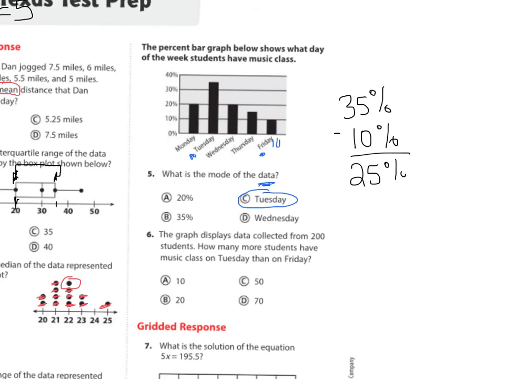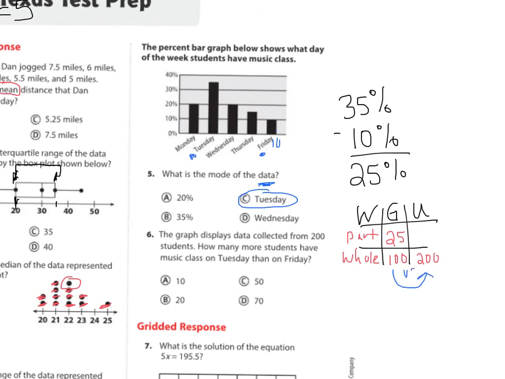And then I set up the magic table, and we're talking about part to whole. And that's 25 out of 100. How many out of 200 would that be? And I can just look at it this way. 100 times 2 is 200. So 25 times 2 is 50. So 50 out of 200.